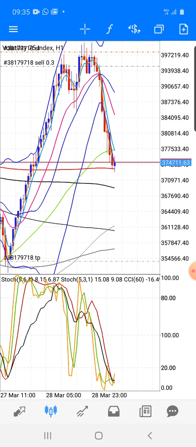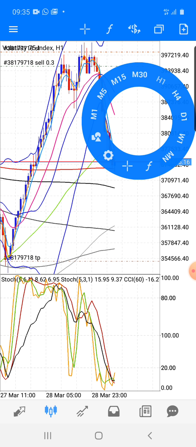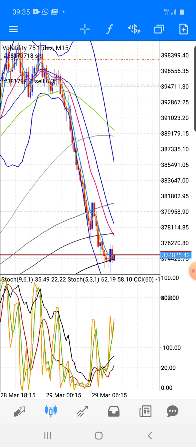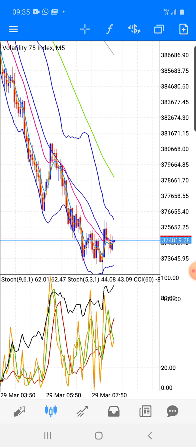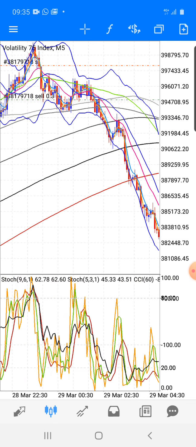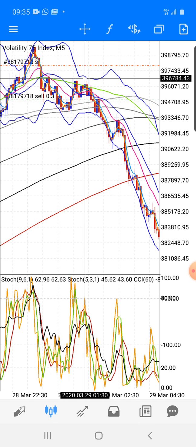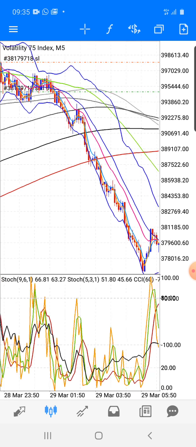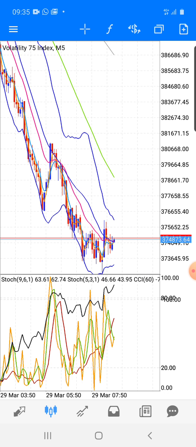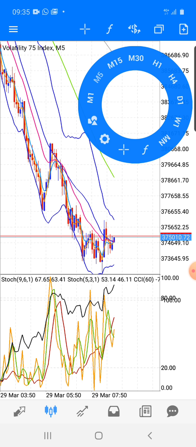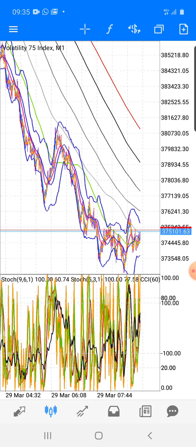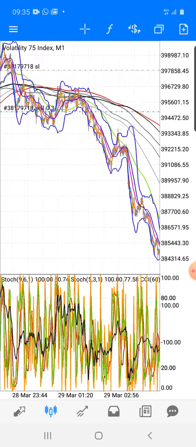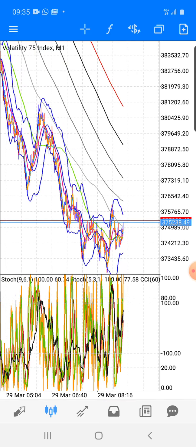Then I also said that on the 5 minutes we'll be looking at the green line. So let's move to the 5 minutes. The 5 minutes, do you see how price crossed the green line? You see that now? All the way, the price is below the green line. And then on the 1 minute, we look at the red line. Do you see that, guys? Do you see the red line?